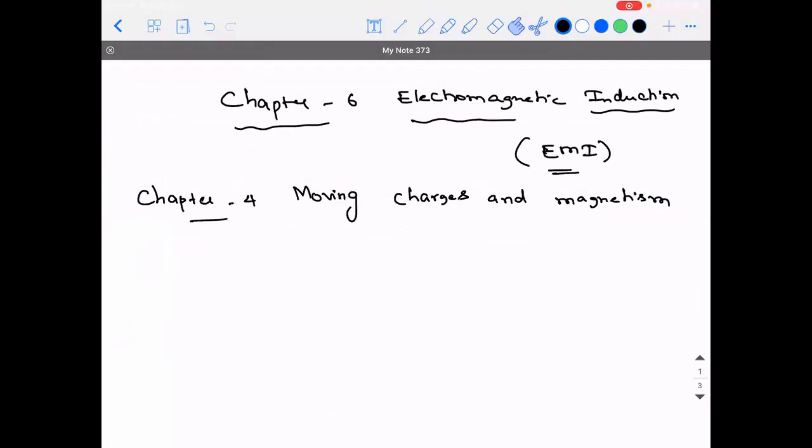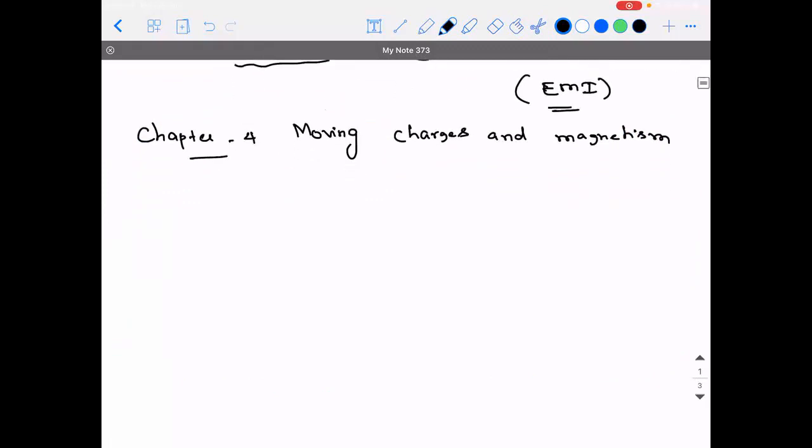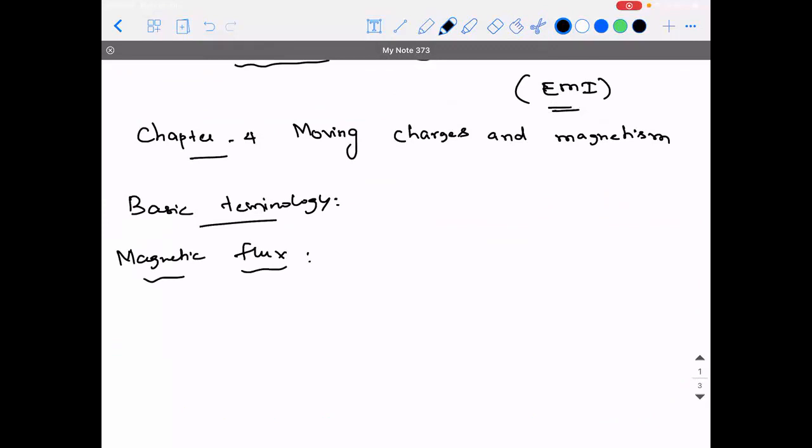Before I start with the main context of this chapter, every chapter has certain important terms that you need to know. So in this chapter, the first and foremost important term that you need to know is magnetic flux. So what does magnetic flux mean? You guys already know what electric flux means. So what is electric flux? The number of electric field lines passing through an area perpendicular to it.